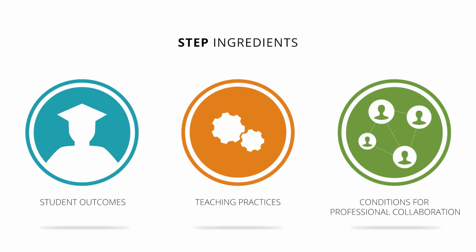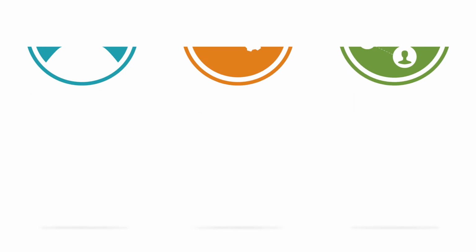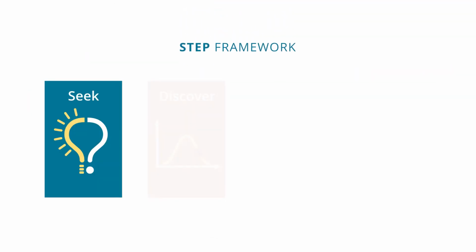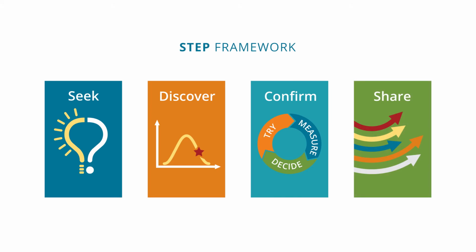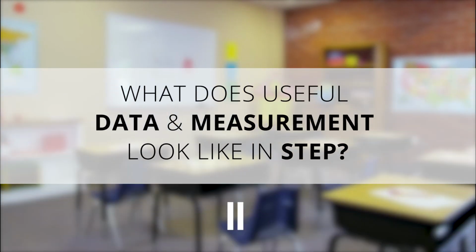In other words, the opportunities and barriers for sharing effective practices among teachers in your school. Over the course of the 4 STEP phases, your STEP team will choose which data or information your team needs for each ingredient in order to make informed decisions in STEP. Let's pause here for a moment and have a conversation with your team about what useful measurement and data might look like in STEP. Your coach will pause the video now and lead you through that conversation.